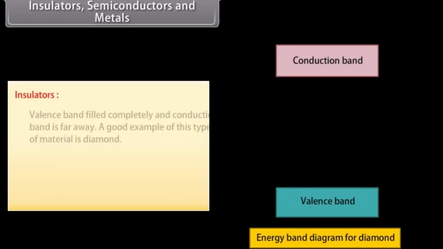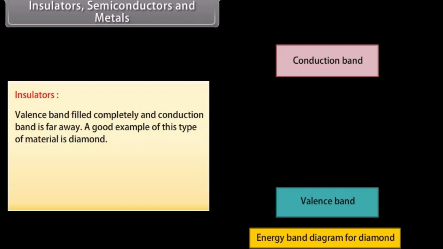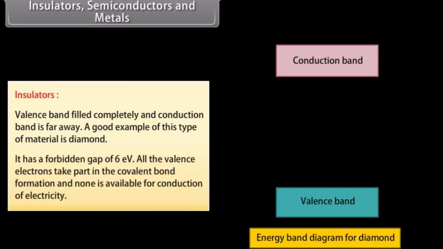Insulators, semiconductors and metals. On the basis of the band theory of solids, solids are classified as insulators, semiconductors and metals. Insulators. Valence band filled completely and conduction band is far away. A good example of this type of material is diamond. It has a forbidden gap of 6 electron volt. All the valence electrons take part in covalent bond formation and none is available for conduction of electricity.